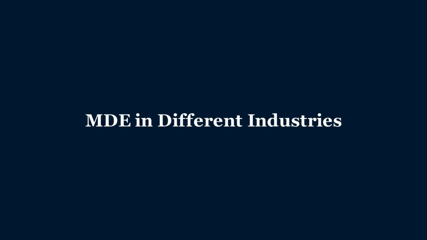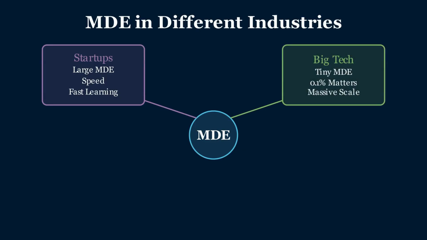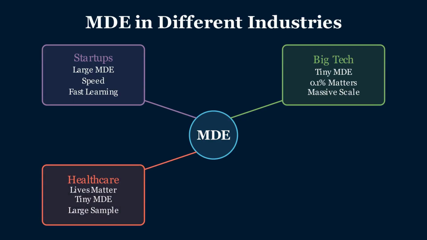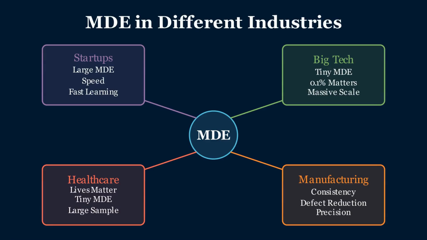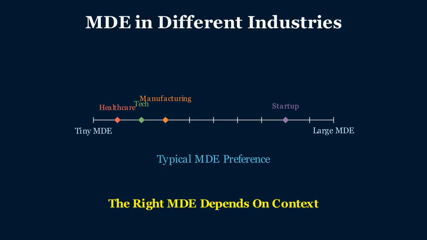And different industries solve these trade offs very differently. Startups often prefer larger MDEs. Why? Because they prioritize speed, fast learning, rapid iteration. Large tech companies often care about tiny MDEs because even a 0.1% improvement can generate millions at scale. In medicine, small improvements can literally save lives. So, experiments may target very small MDEs with extremely large sample sizes. Manufacturing focuses heavily on consistency, defect reduction, precision. So, even small improvements may matter operationally.